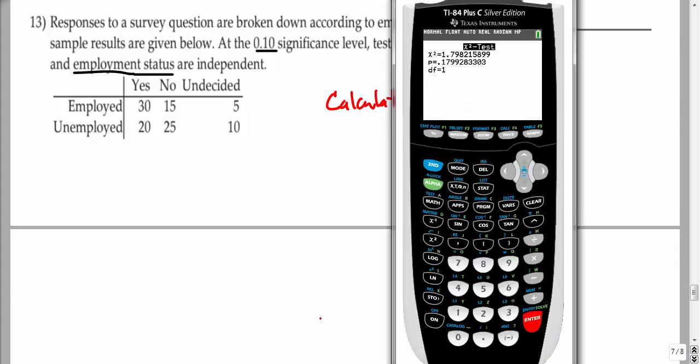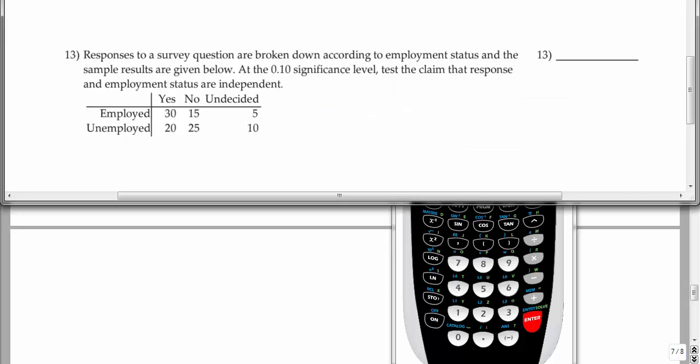Okay, so let's go ahead and get started by going to second matrix. We'll edit, and this is not a 2 by 2, but a 2 by 3 matrix now. So this is going across 30, 15, and 5, 20, 25, and 10. So this is my matrix A. So this is my observed matrix.